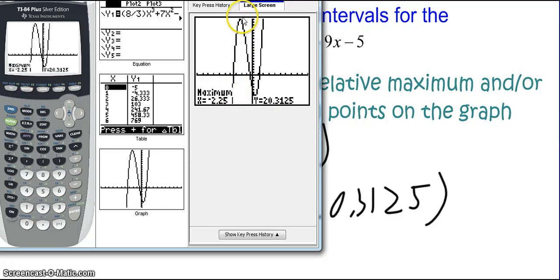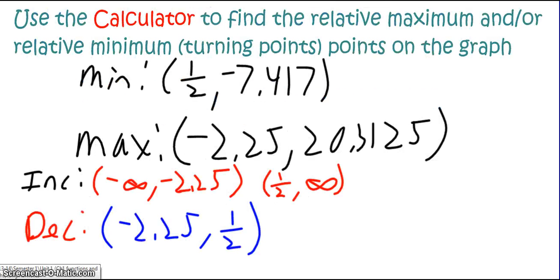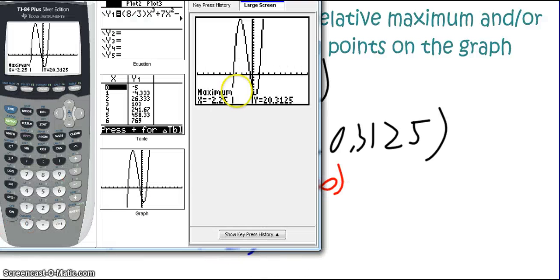So therefore, if I look at this again, I could write my increasing and decreasing intervals. I can see that it's increasing up to this point, then it's decreasing, and then it's increasing again. Okay, so then I can come up with my increasing and decreasing intervals. I know it's increasing from -infinity to -2.25, and from 1/2 to infinity, it's decreasing from -2.25 to 1/2. And that's what I can see here on the graph.